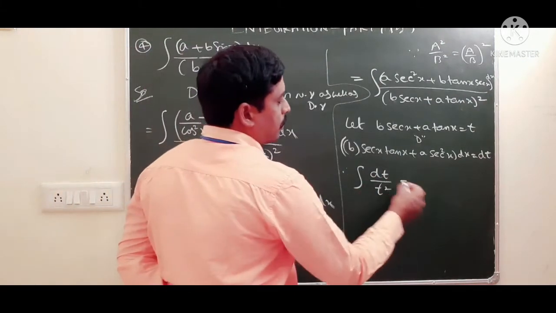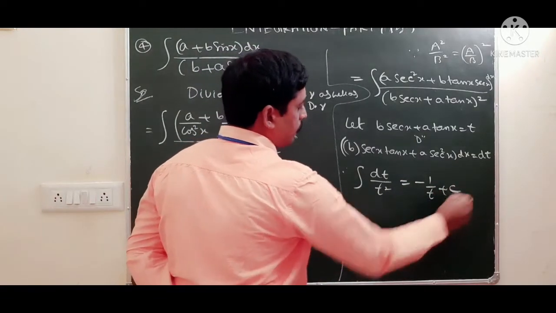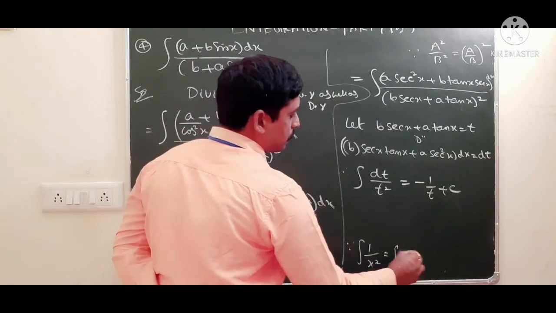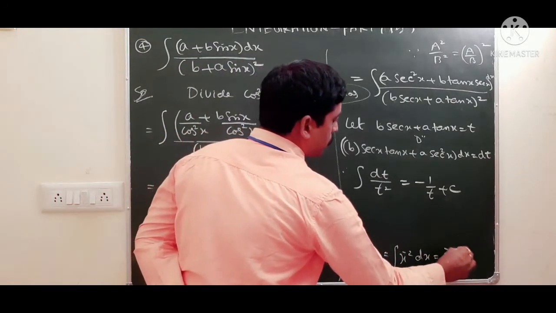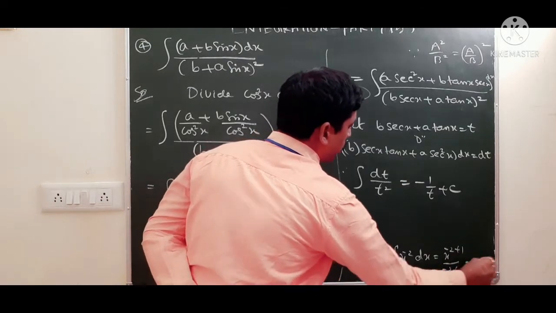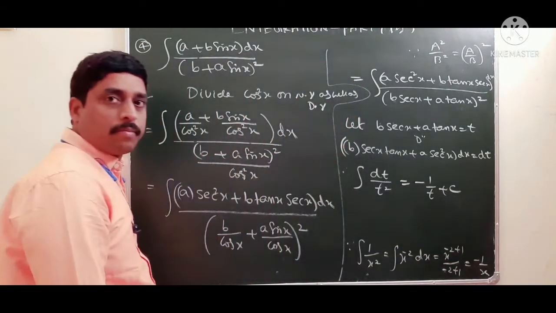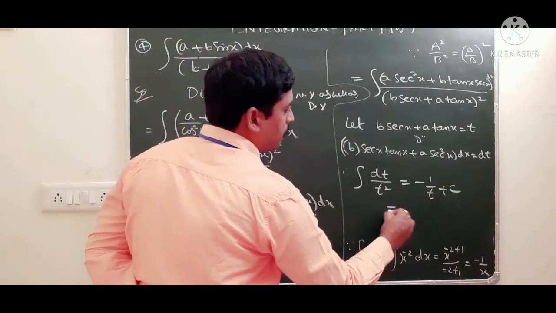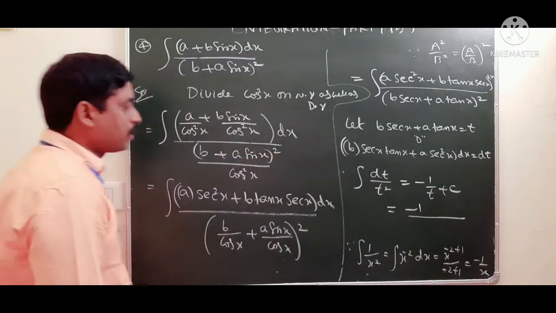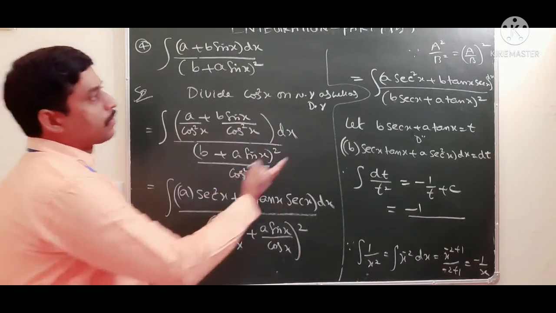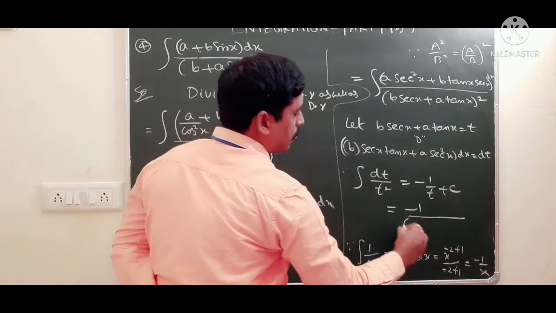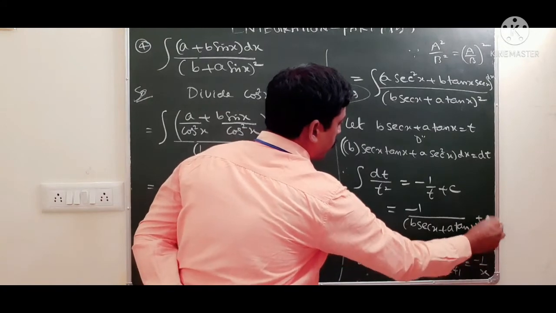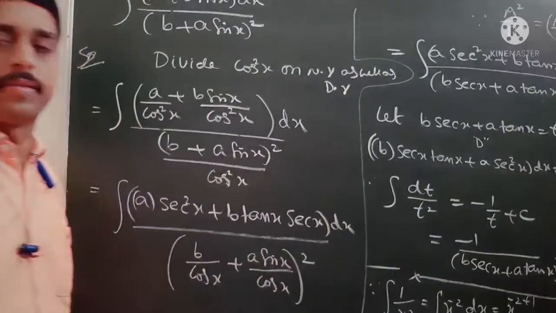This is going to be of the form minus 1 by t. We have 1 by x square is equal to x to the power minus 2. This is equal to x to the power minus 2 plus 1 by minus 2 plus 1. This is nothing but minus 1 by x. So integral 1 by x square is equal to minus 1 by x. Integral dt by t square is minus 1 by t. In the place of t, we should write b secant x plus a tan x. This is the final answer.